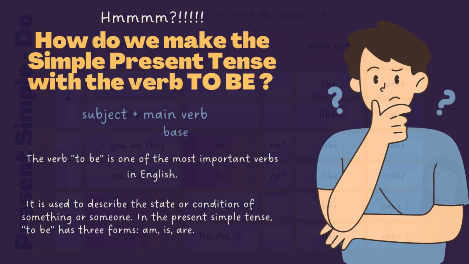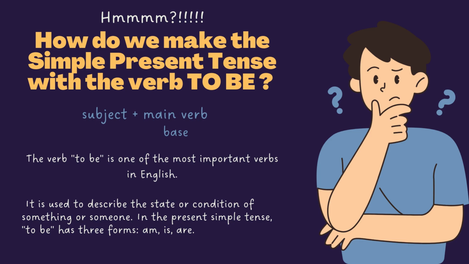Moving forward. How do we make the simple present tense with the verb to be? This is pretty simple. We take the subject of the sentence and we add a main verb, which is in its base form. Now, the verb to be is very important in English and it's used to describe states or conditions of something or someone. Now, in the present simple form, it's divided into three: am, is, and are. Let's look at this in a table format.